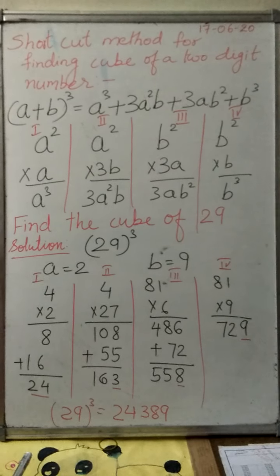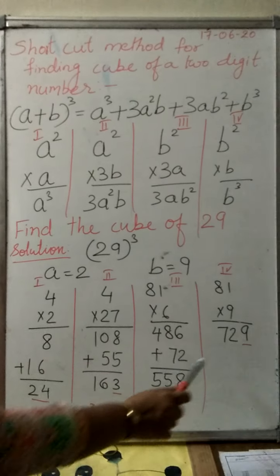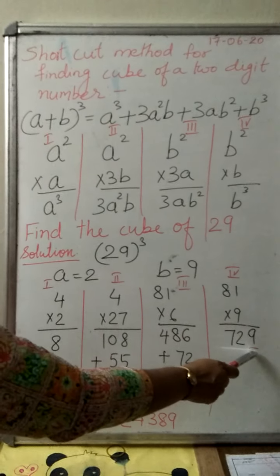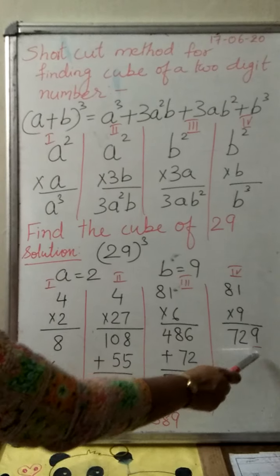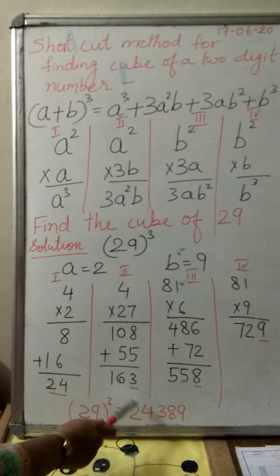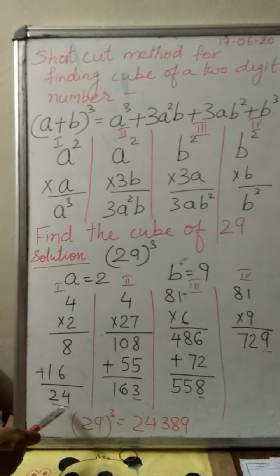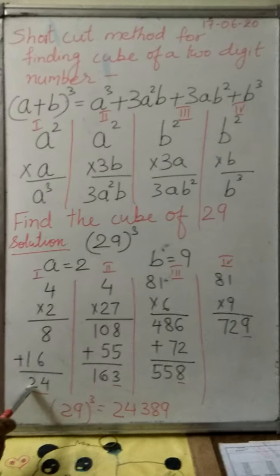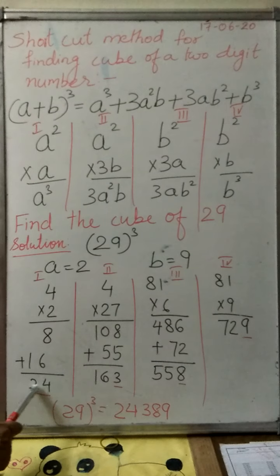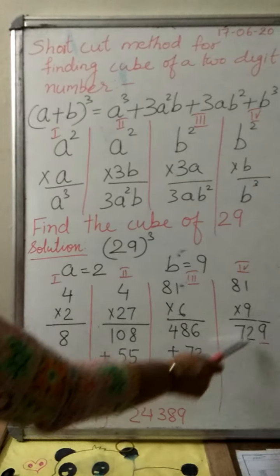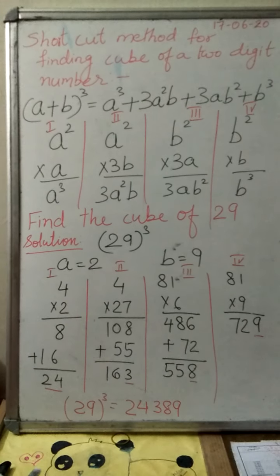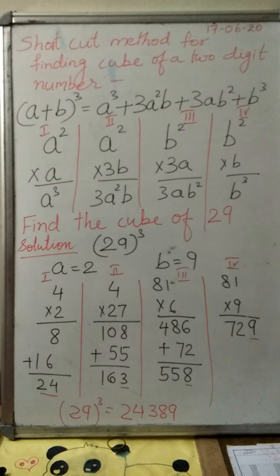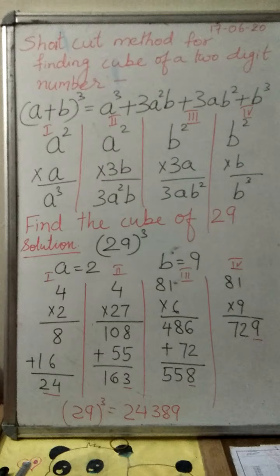After carrying this process, you have to select the ones digit from every column, starting from the ones I have underlined. You can see here it is 9, here it is 8, here it is 3. But from the first column you have to select both the digits, whatever you are getting. So you have to write all together. So that is 2, 4, 3, 8, 9. So this is your answer. So this is the method how to find cube of a number by using shortcut method.